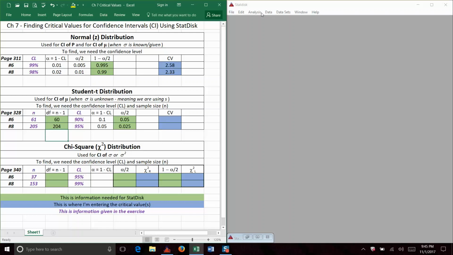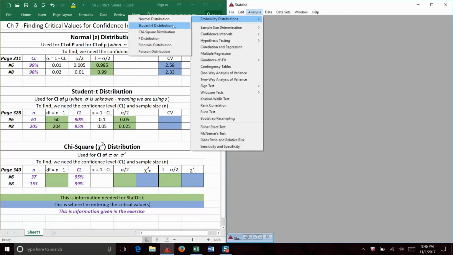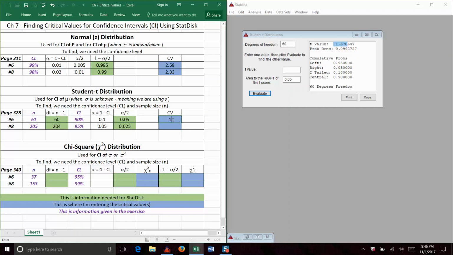Now we're ready to head over into StatDisk, analysis, probability distribution, student t-distribution. So degrees of freedom, we had 60 for exercise 6, and the area to the right, 0.05, hit evaluate, and the table for the t-values goes out 3 place values. So that's how I'm going to round off here, 1.67, and then that rounds up to 1 there.